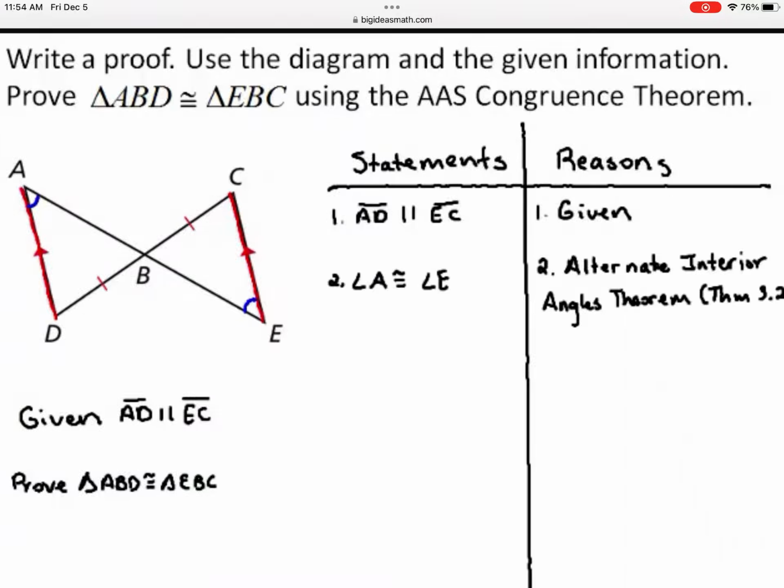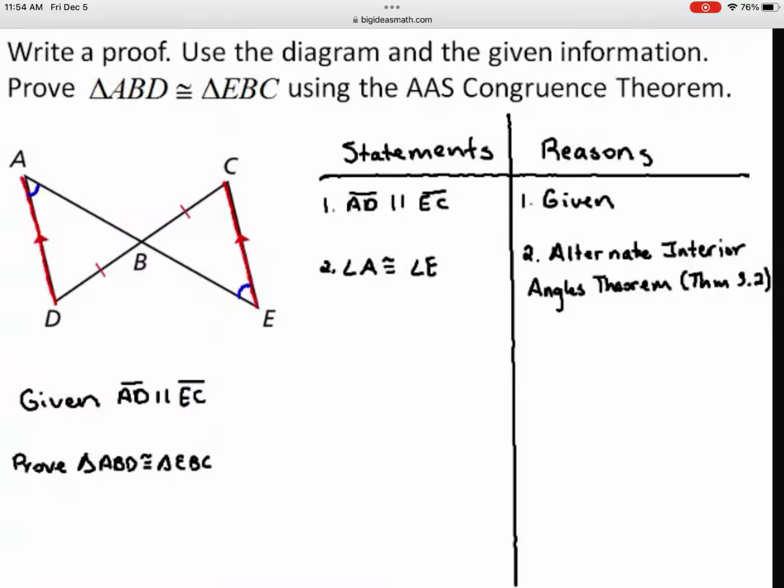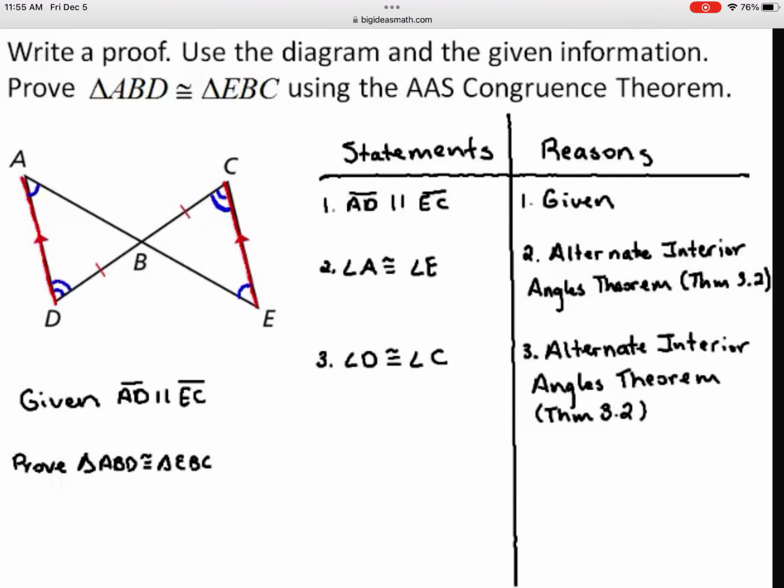Angle A is congruent to angle E by the alternate interior angles theorem, because looking at the diagram, angle A and angle E are alternate interior angles because they lie on opposite sides of the transversal and inside the parallel lines. And angle D is congruent to angle C by the alternate interior angles theorem, because looking at the diagram, angle D and angle C are alternate interior angles because they lie on opposite sides of the transversal and inside the parallel lines.